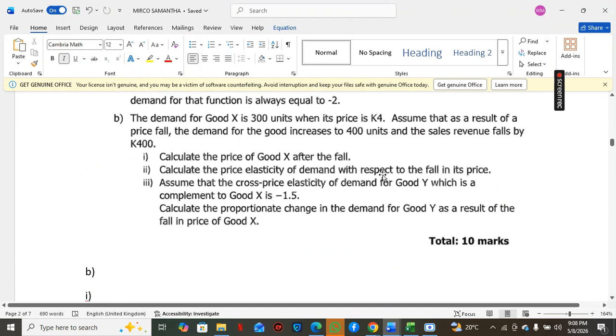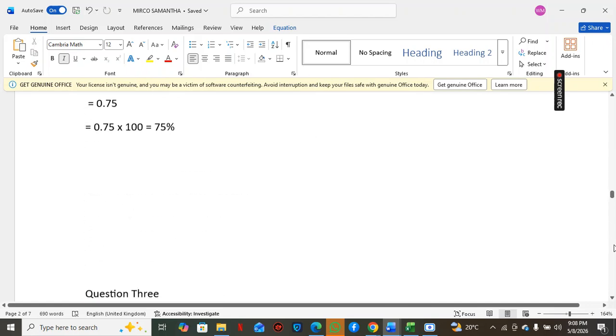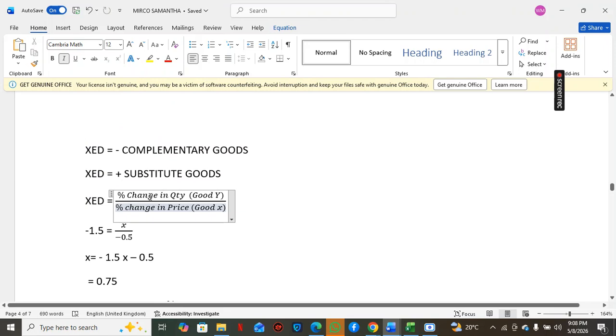Are you able to get me here? Here's the question. Assume that the cross price elasticity of demand for good Y, which is a complement to good X, is negative 1.5. Calculate the proportionate change in the demand for good Y as a result of the fall in the price of good X. So, the formula for cross price elasticity of demand: percent change in quantity for good Y over percent change in price of good X. Now remember, earlier on, we found the percent change in the price of good X.